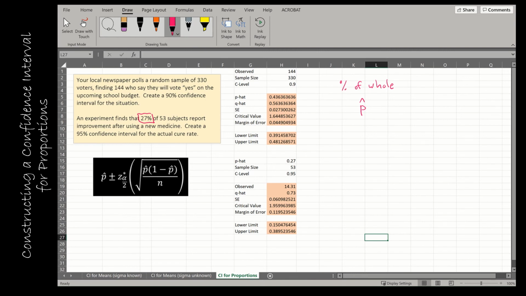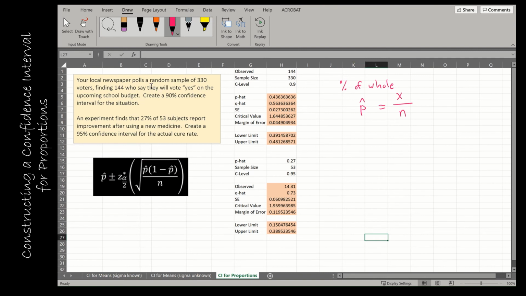Well, 27% would be p hat. That's our observed proportion. There are some questions, however, where we have to find p hat, and to find p hat we have to take the number of successes divided by n. So that's what we're going to do for our first example. So let's take a look at these two examples. Again, using this formula. So I'm back to z's, I'm back to the norm inverse, but now I'm using p hat and I'm using this crazy formula. So let's take a look at how I set it up in Excel.